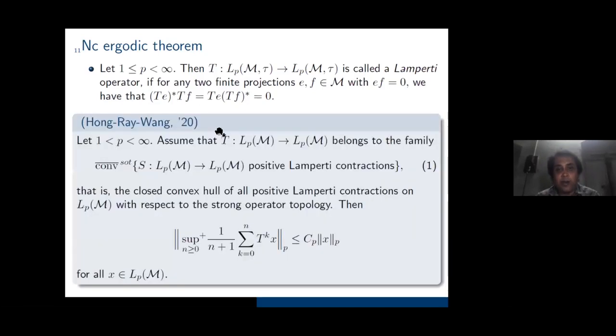Okay. So now what we can prove is that if you have a Lamperti operator, and I should say again that all positive isometries are Lamperti always. So if you can prove an ergodic theorem for Lamperti operators, then we are done. We have Ionescu Tulcea and Stein's ergodic theorem, right? So what we prove is this one, that if you have an operator T which is Lamperti, okay, you take the closed convex hull of all positive Lamperti contractions, and you take the SOT closure, strong operator topology closure. So the convex hull of Lamperti operators.